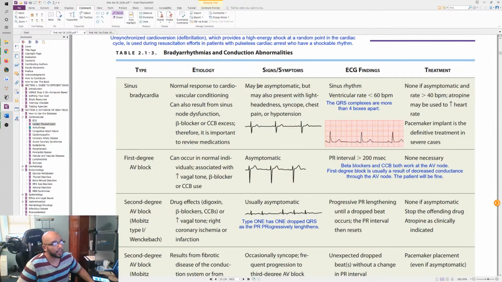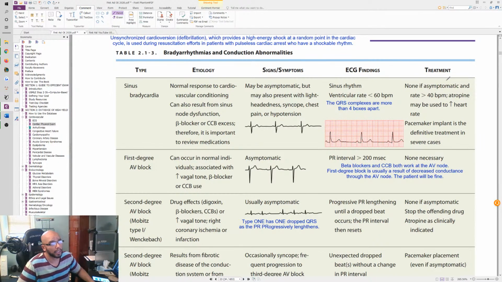It may be asymptomatic, but may also present with lightheadedness, syncope, chest pain, or hypotension. Sinus rhythm is going to be there because the sinus node is working, and the ventricular rate is going to be under 60. So remember, a good normal heart rate is about 70 to 100, right? And if you have a patient who has a heart rate of almost 60, you don't want to give them beta blockers because then at that point you risk bringing it even lower than 60.